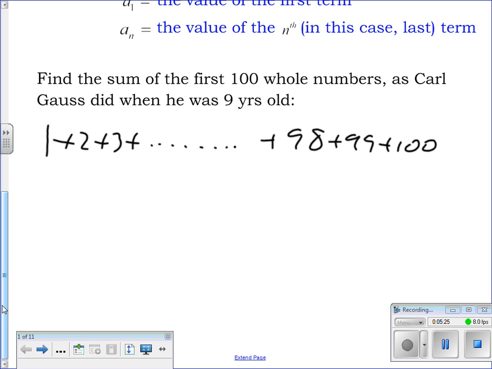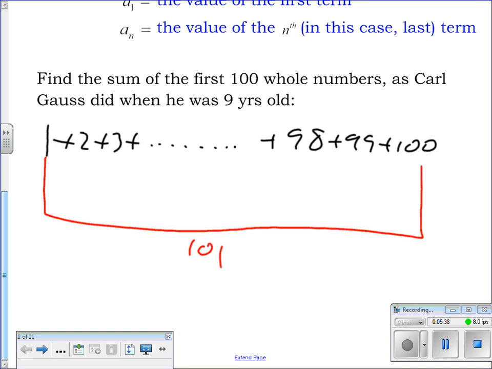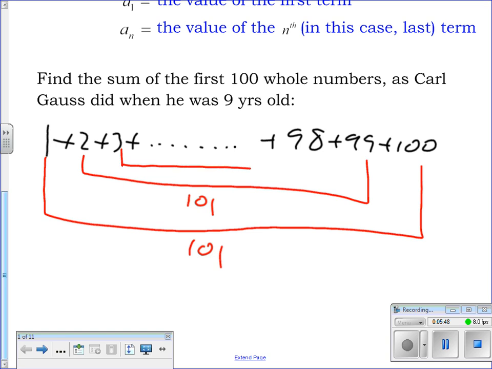He looked at it. He didn't start adding them together. He looked at it and he goes, wait a minute. If I take the first number and the last number and I add them together, what do I get? I get 101. And if I take the second number and the next to last number and add them together, I get 101. And if I take the third number and add it to the third from the end, I get 101. And I do that all the way down to the 2 in the middle, and I add them together, I get 101.